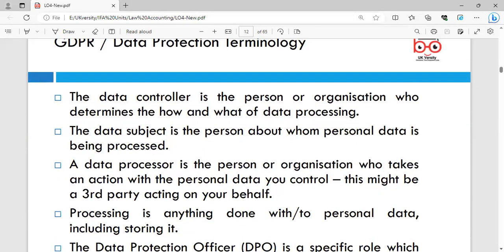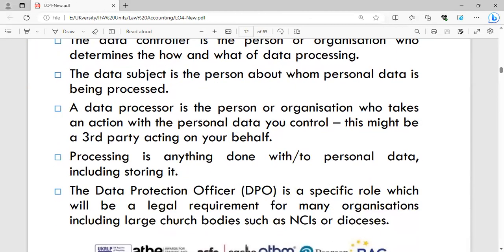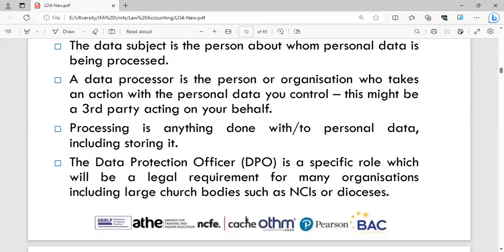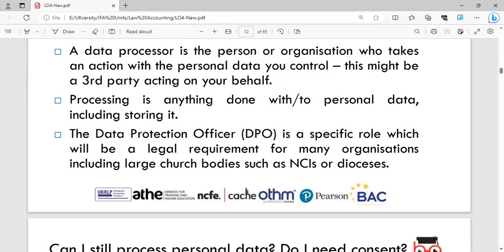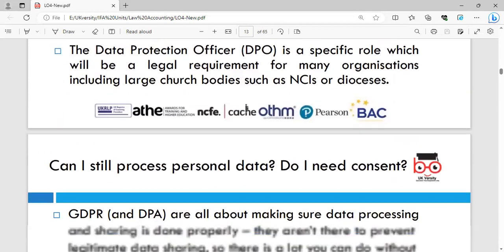Data protection terminology: the data controller is the person or organization who determines how and why the data will be processed, and controls and secures the documents and logs. If you're giving a contract to a third party, make sure they are compliant. And a data protection officer can be a specific role for legal requirement purposes. We have the National Crime Agency, which can charge.